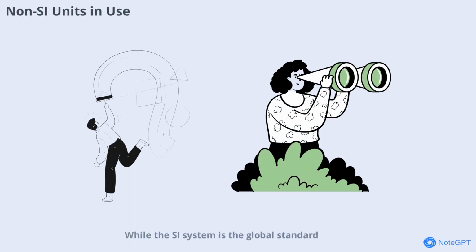While the SI system is the global standard, some non-SI units are still widely used in everyday life in certain fields. Examples include inches, feet, pounds, and gallons. These units can be converted to SI units using established conversion factors. Understanding both SI and non-SI units is important for interpreting data, especially when working with international teams or historical information.